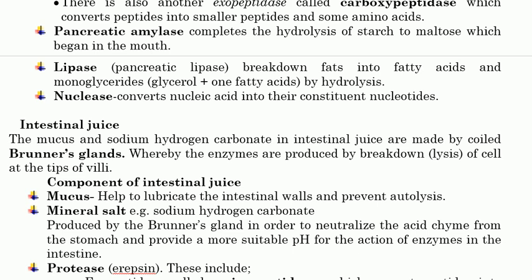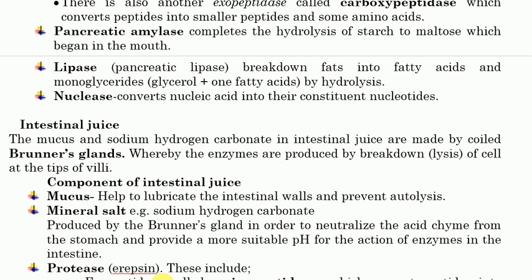Welcome back, friends. This is Dr. Mlelwa Lecturers. In the last session, we were discussing the pancreas and the pancreatic juice, all about its secretions, which are involved in the process of digestion. And in this session, we are going to look at the intestinal juice. This is the process of digestion in the small intestine.